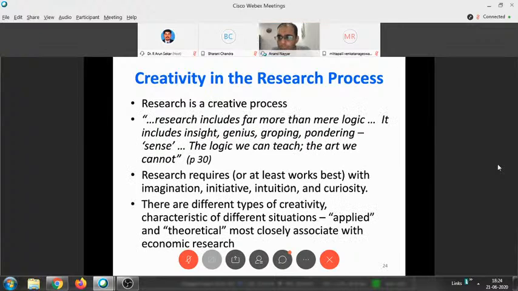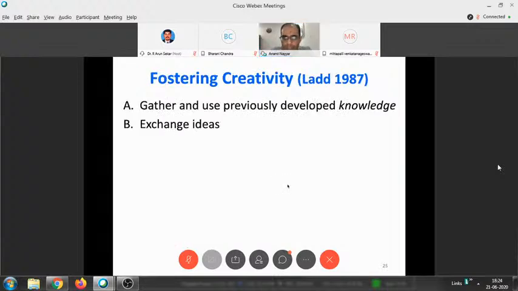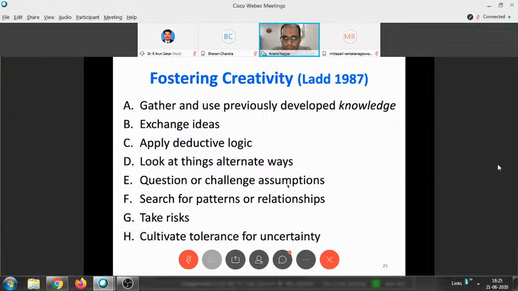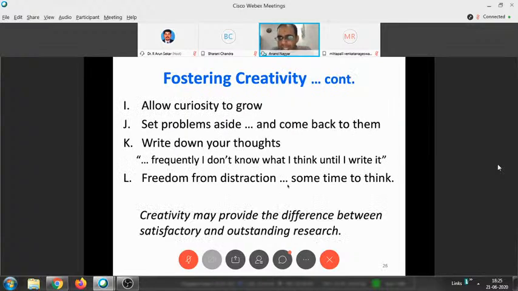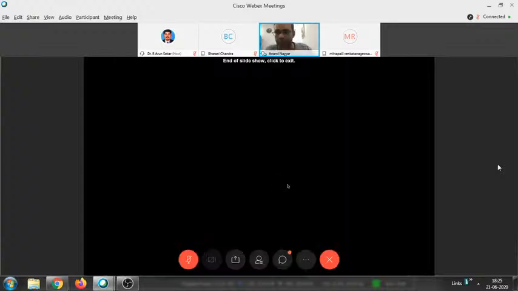So the research requires proper imagination, intuitiveness, intuition, and curiosity. The most important thing is to gather the previously developed knowledge, that is your literature, and exchange ideas with researchers and with your guide. Apply deductive knowledge: what is required, what is not required. Look at things in proper alterations, question yourself, search for more problems, take the risk to improve something, and find uncertainties. After that, the most important thing is creativity. Creativity may provide you the difference between satisfactory and outstanding results. That is your creativity.